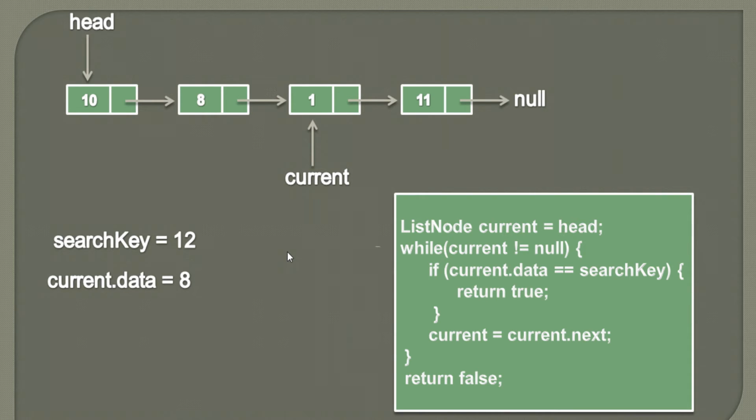And similarly, we'll again check whether current is equal to null or not. So as current points to third node, it's not equal to null. So the while loop executes and we'll check whether current dot data is equal to search key or not. So 1 is not equal to 12. So again this condition fails and we'll just traverse the current to its next node, which is the fourth node.